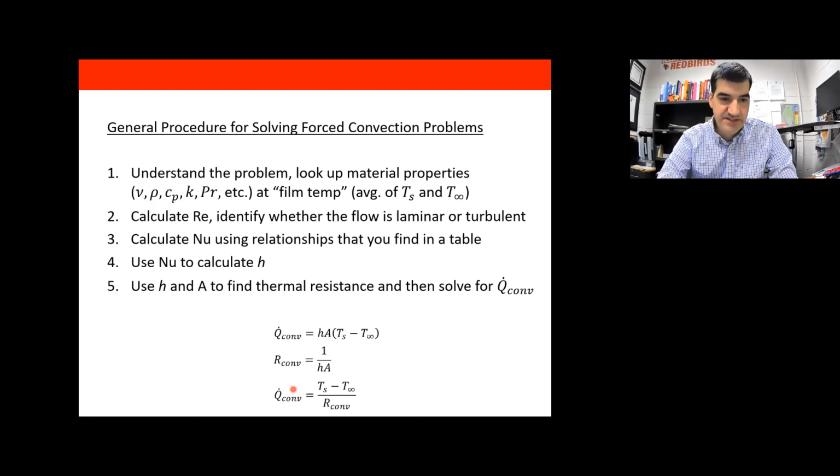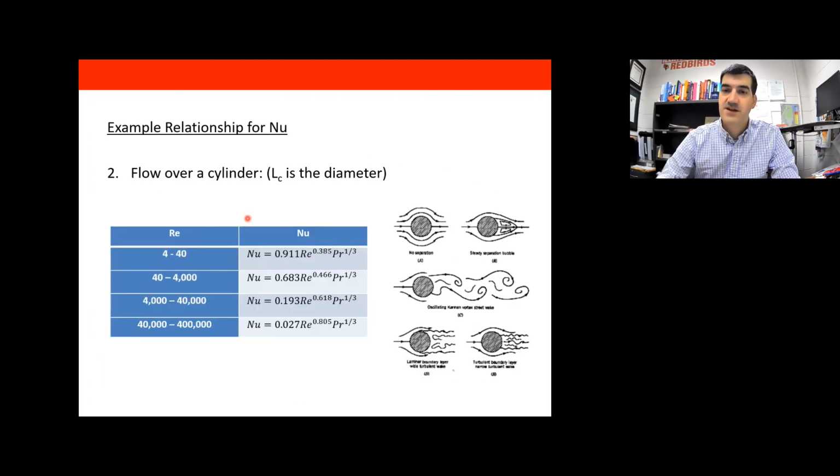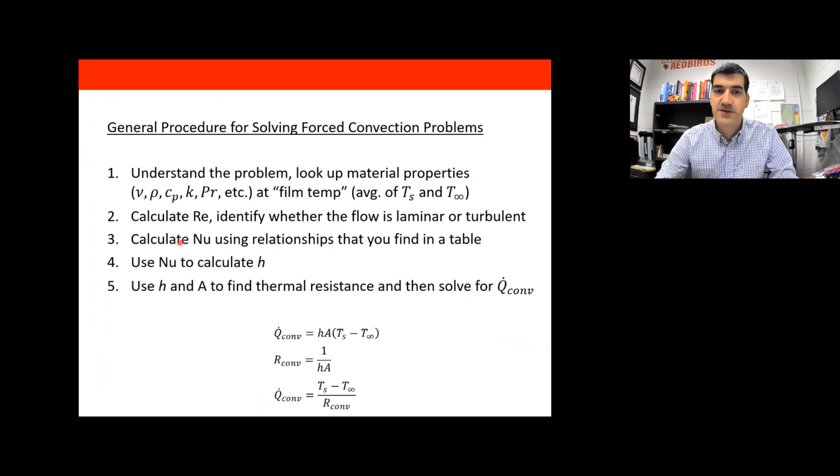So these are pretty similar. You're going to have to find all your properties, which are, again, given. Understand the problem. Then in step 2, you're going to calculate the Reynolds number and identify whether it's laminar or turbulent. And then you're going to use one of these equations, depending on the Reynolds number. And by the way, these are also given on page 21 of the lab manual, so you don't have to refer to the slides. You'll use one of those to calculate the Nusselt number in step 3.